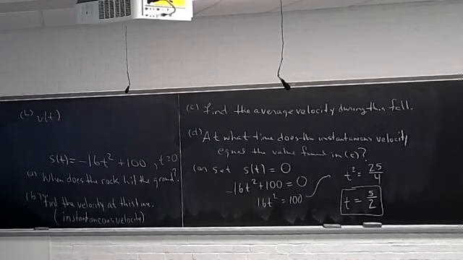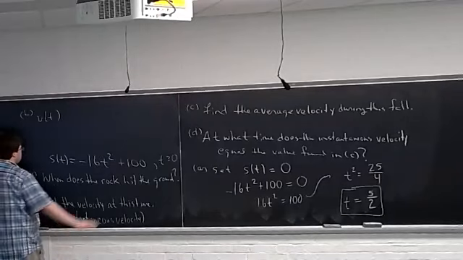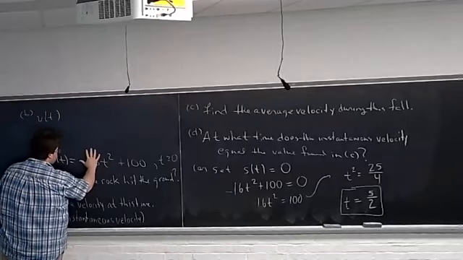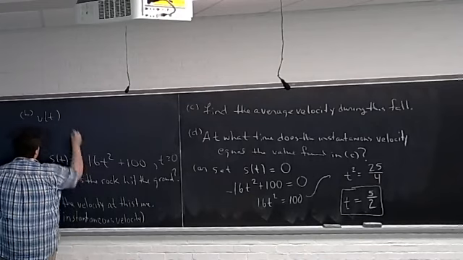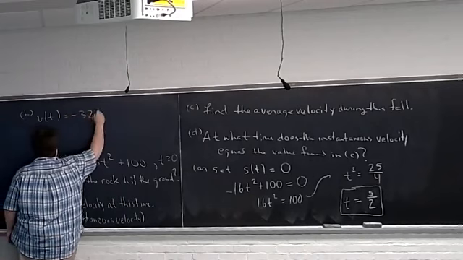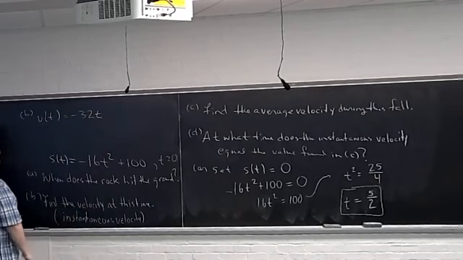We need a velocity function. Well, we have t squared. The derivative of t squared is 2t to the first by the power rule. And this negative 16 carries along. We have negative 32t. 100 is a constant. Its derivative is 0. Any questions about finding the velocity function?